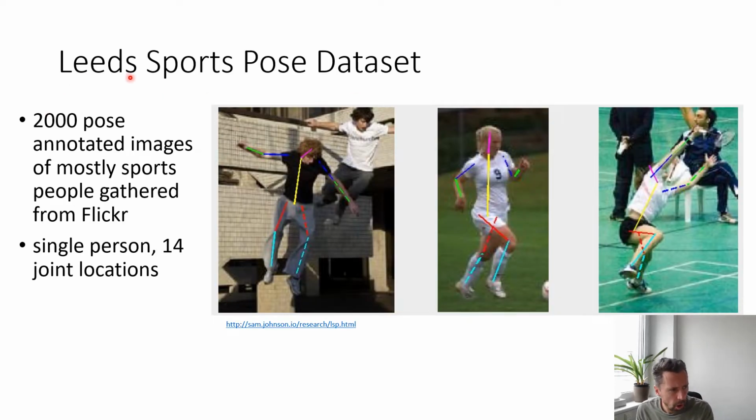A pretty small data set is called Leeds Sports Pose data set. I think it's a little outdated today, but it's worth looking into. It only has 2,000 samples and shows only single persons. So that also brings the challenge: what if your network predicts poses or features of the second person visible here? You cannot compare this to any ground truth.